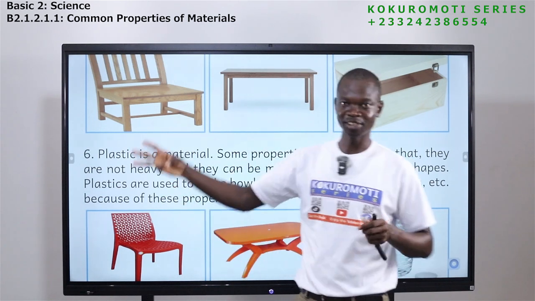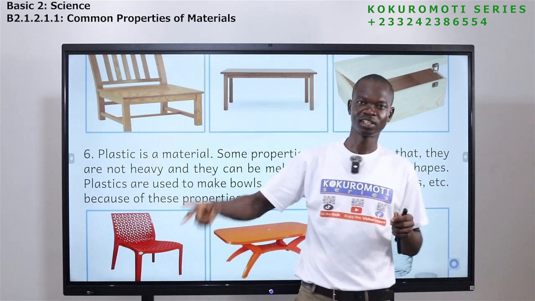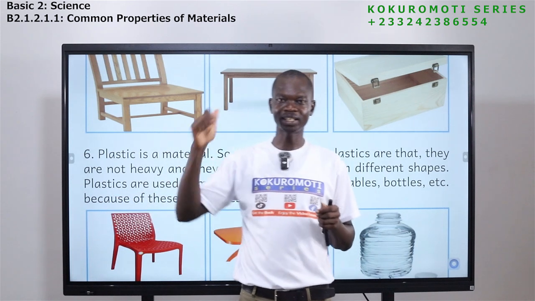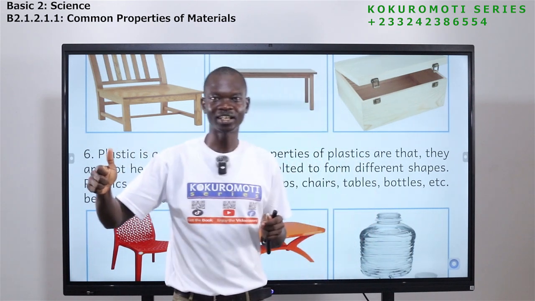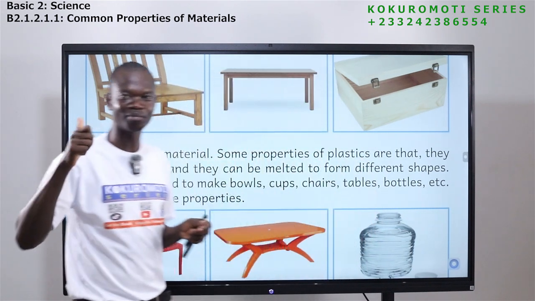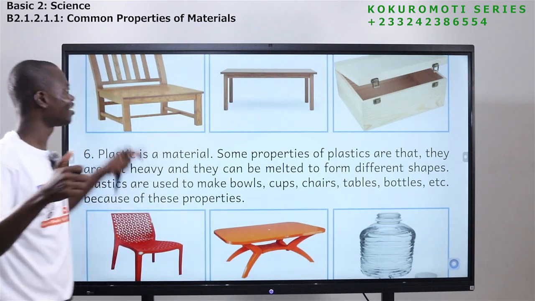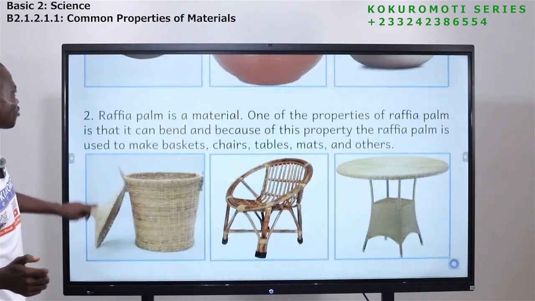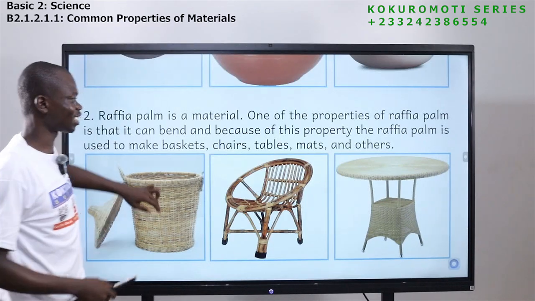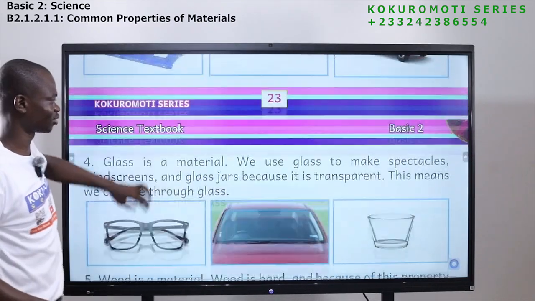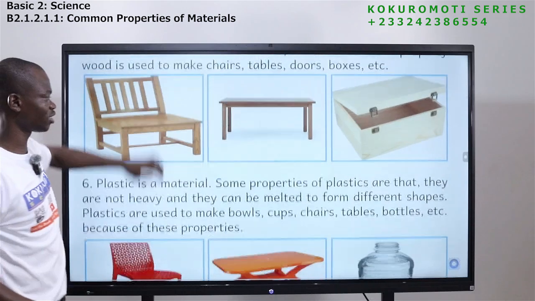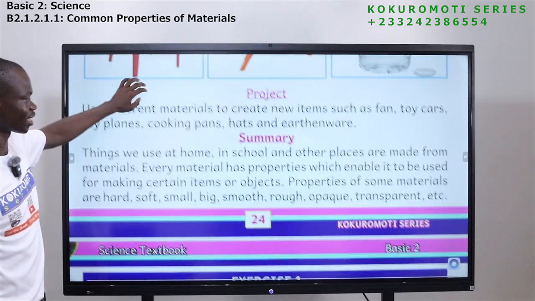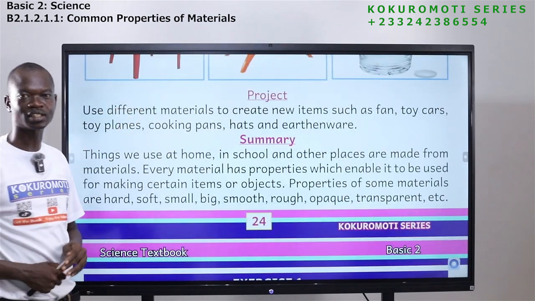Okay, so plastic, wood, clay, metal. What again? Metal. What again? Glass. Raffia palm. Okay, so these are the materials that we have looked at today. So if I ask you to give examples of materials, I expect you to what? Get it correct for me.